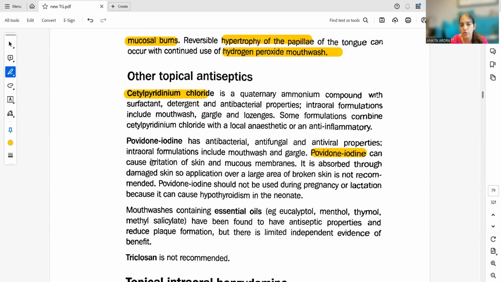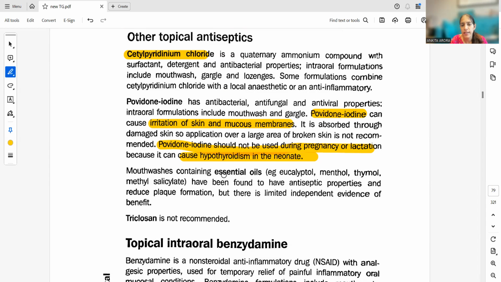Iodine can also cause irritation of the skin and the mucous membranes. It is absorbed through damaged skin, so application over a large area of broken skin is not recommended. Povidone iodine should not be used during pregnancy or lactation because it causes hypothyroidism in the neonate. And importantly, you should form an important memory of this part: do not prescribe povidone iodine mouthwashes in pregnant women.